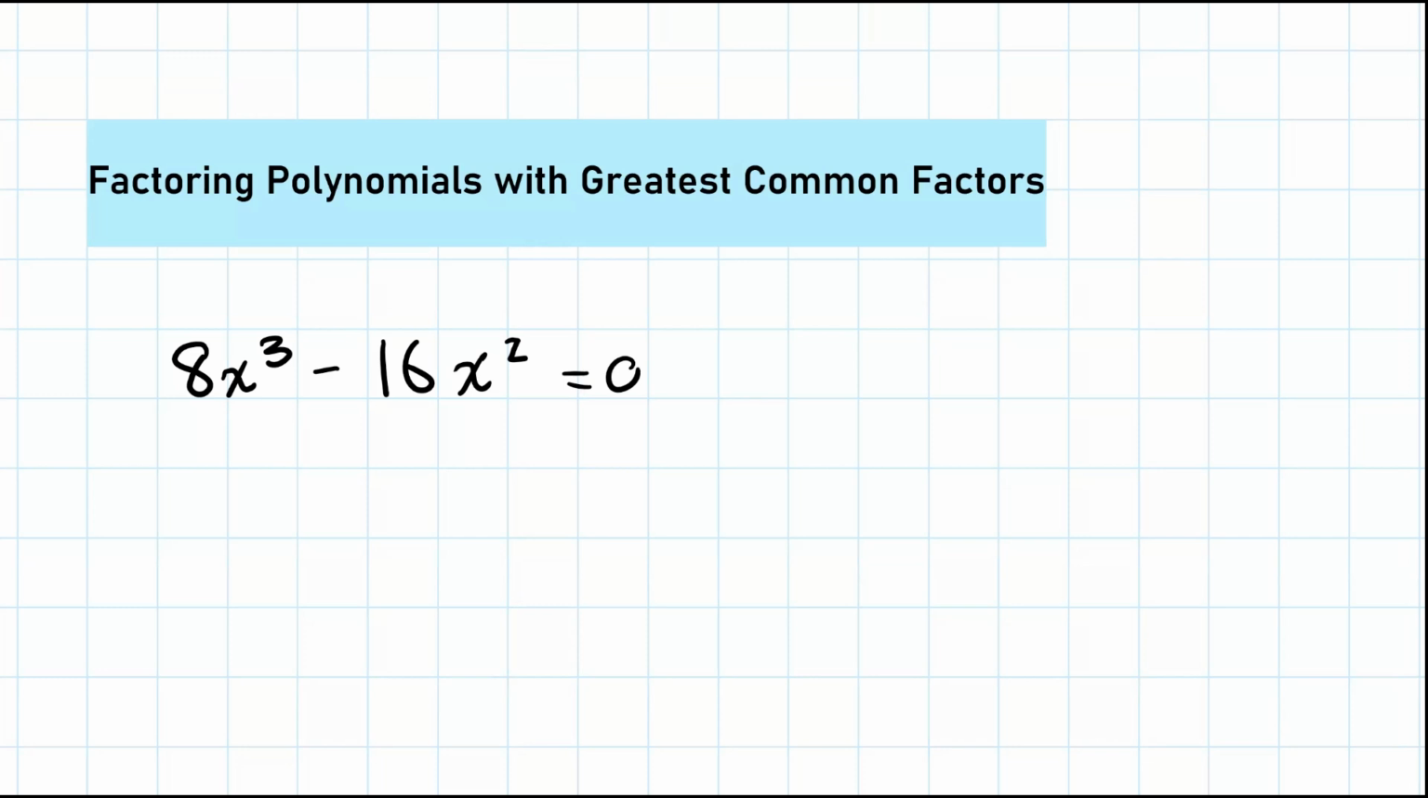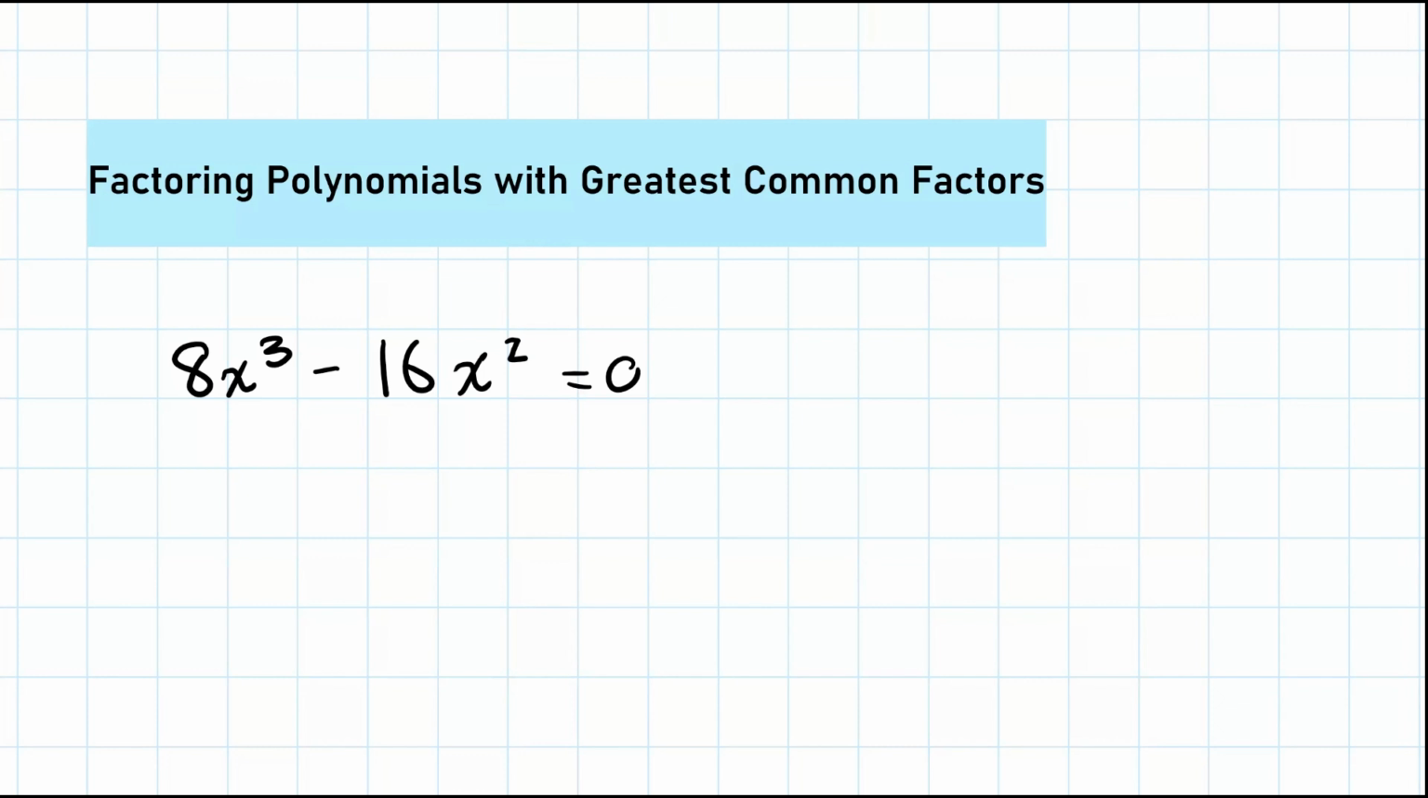Hi, everybody. Today I'm going to be doing factoring polynomials with greatest common factors with you. We are going to be doing the factoring as well as actually solving for the x-intercepts for today. So the question that we're going to start with is 8x cubed minus 16x squared is equal to 0.